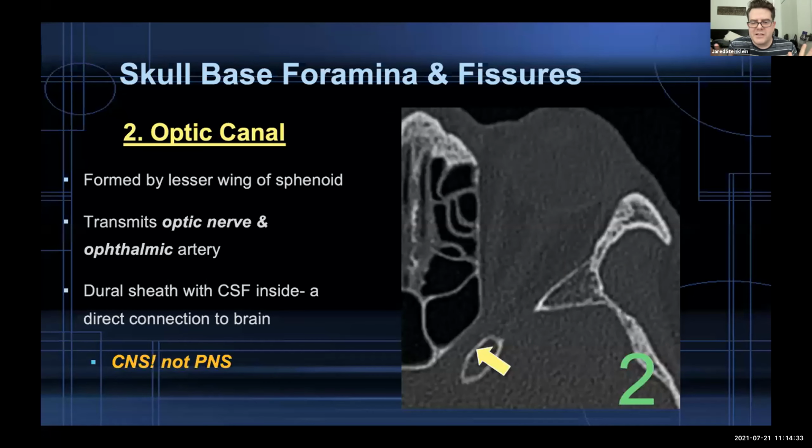2 is the optic canal. It's its own canal. So the arrow points to the canal, and the arrow is sitting right on top of the clinoid process, which we'll talk about in a second. And it's part of the lesser wing of the sphenoid.